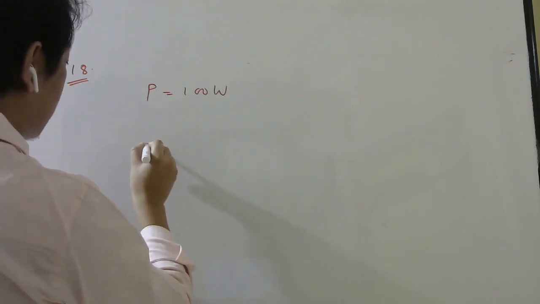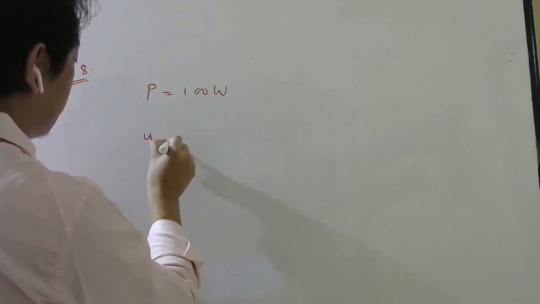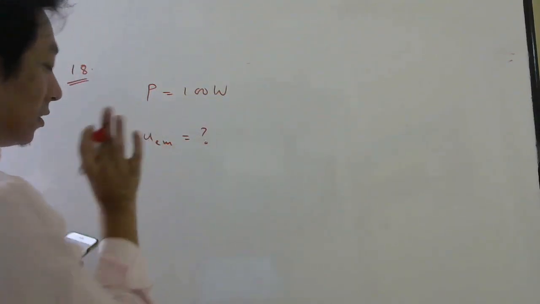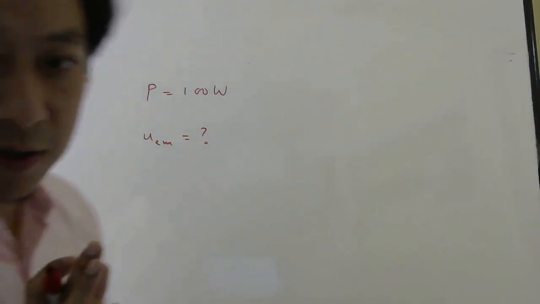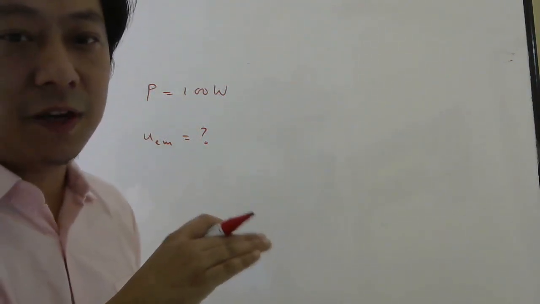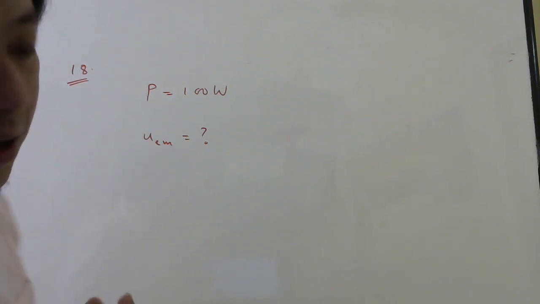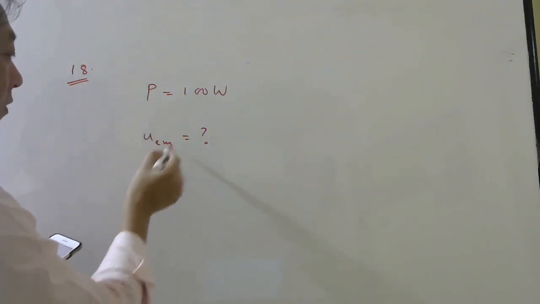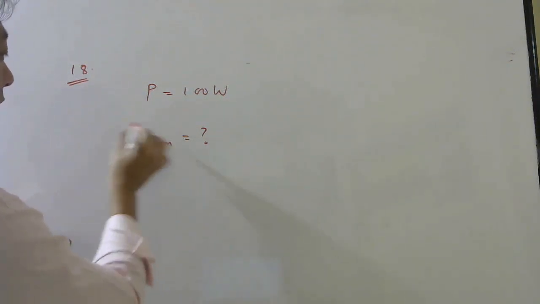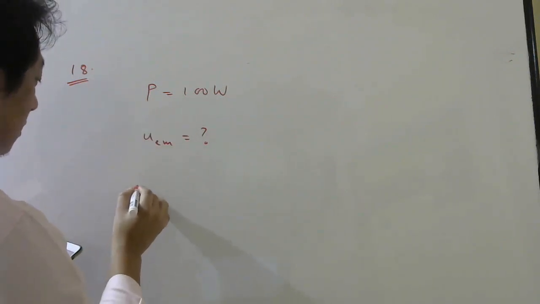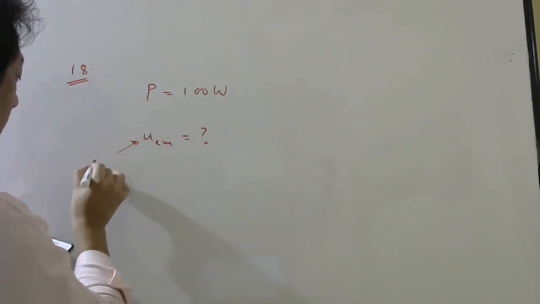Now, they want energy density. So let me just calculate the energy density of EM waves first. Okay, forgetting about electric field part or magnetic field part. Now this is the average value. Okay, so let us start.